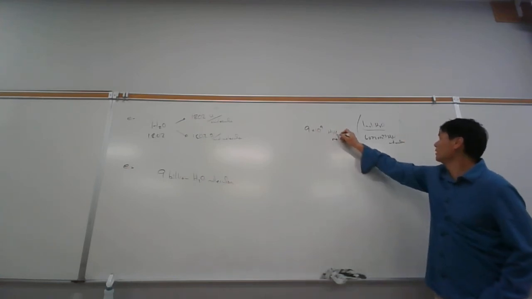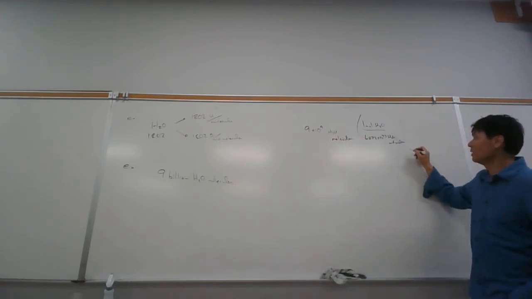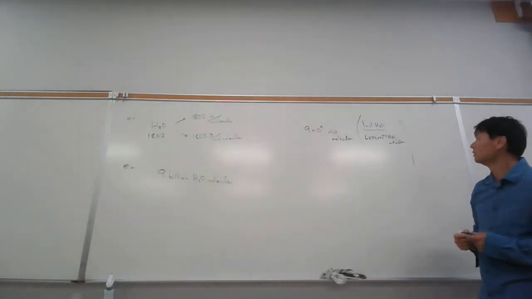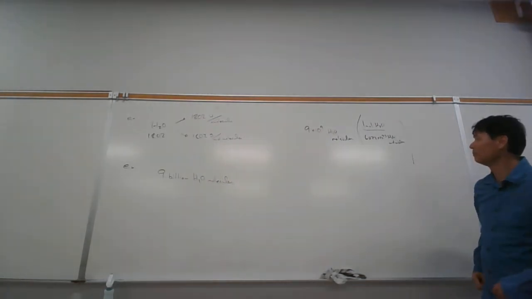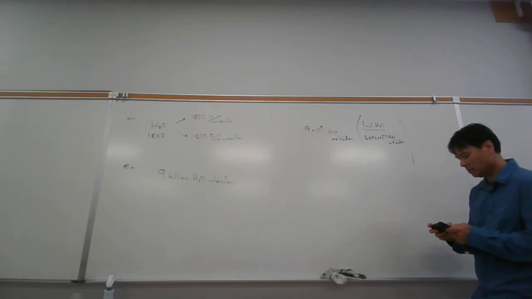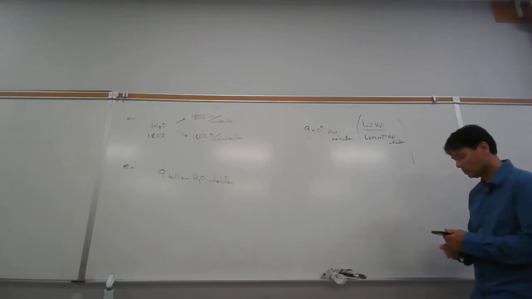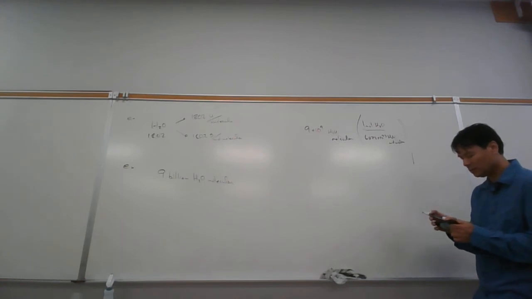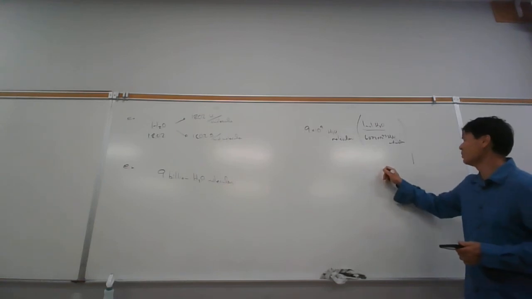And so H2O molecules cancel, and that leaves us with moles. So how many moles of water is that? It would be 9 times 10 to the 9th divided by 6.022 times 10 to the 23rd. And I get 3, 6, 9, 12, 15. It looks like 1.5 times 10 to the minus 15 moles.